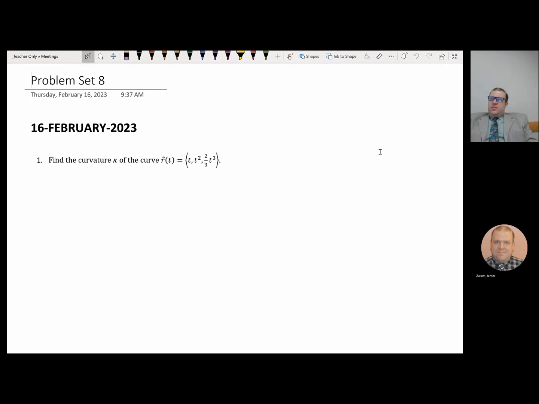We're also going to look at curvature, right? Broadly speaking, curvature is a measure of how much something curves. The larger the number, the more curve it has. And then 0 represents flat.